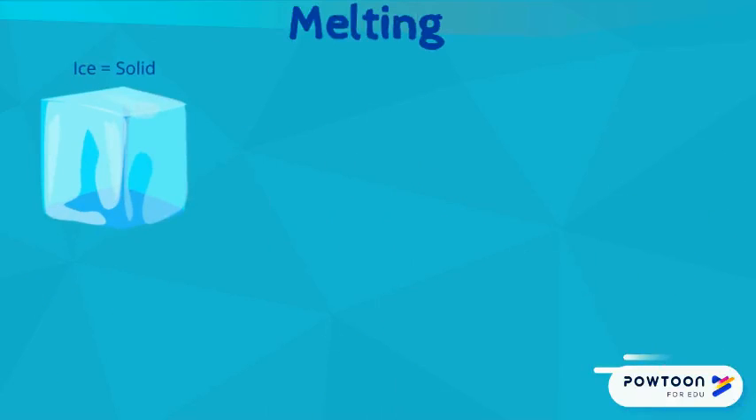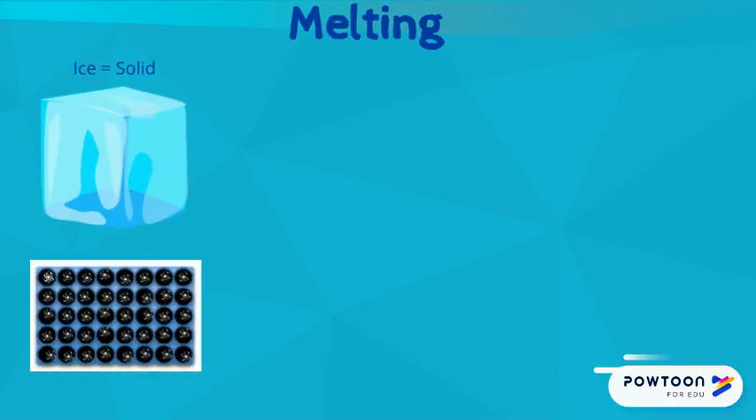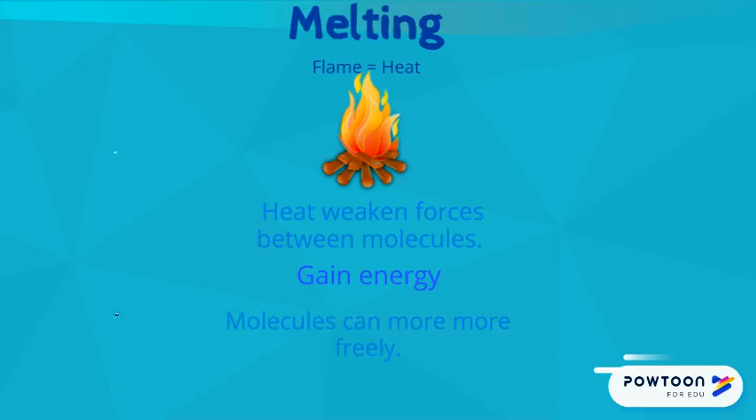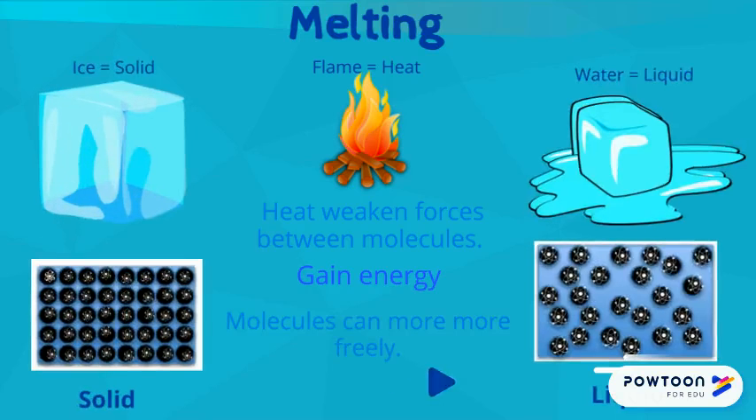Melting. We know that ice is a solid and the molecules in a solid are packed closely together. If we apply heat to the ice, the forces between those molecules become weaker and gain more energy. When the forces between the molecules become weaker, they can move about more freely, so a solid can become a liquid.